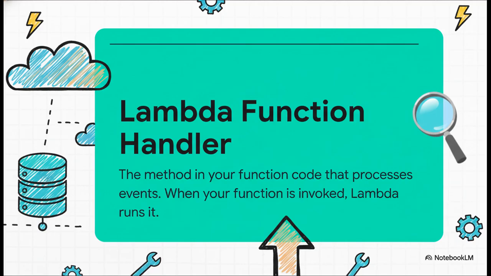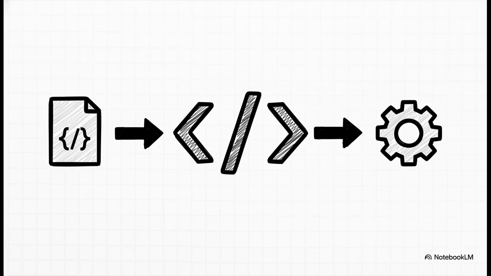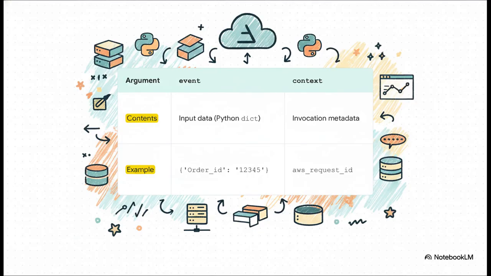The absolute heart of your function is what's called the handler. You can think of it as the main entry point. Whenever an event happens, like a file gets uploaded or an API gets called, Lambda knows to find this one specific method in your code and run it. And this is what it looks like in your Python code. The standard signature is just a function, usually called lambda_handler, and it's designed to take two really important arguments: event and context. So what are these two things?